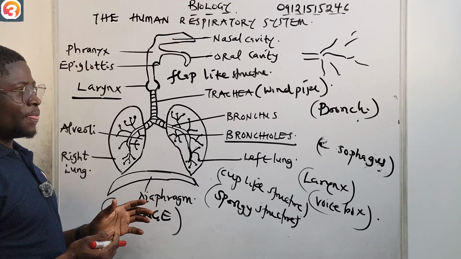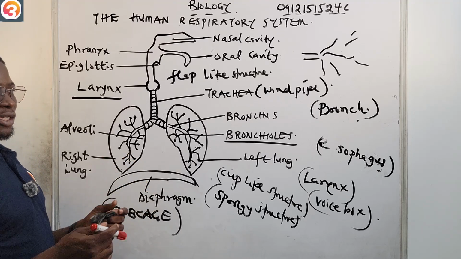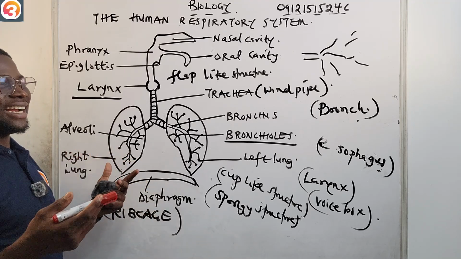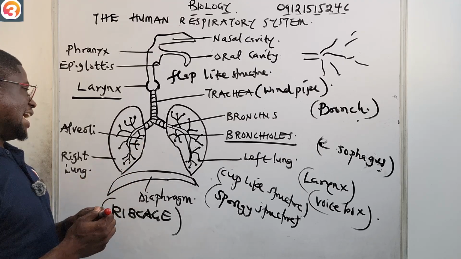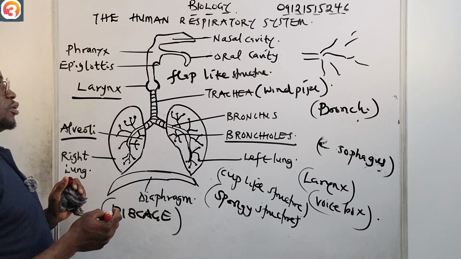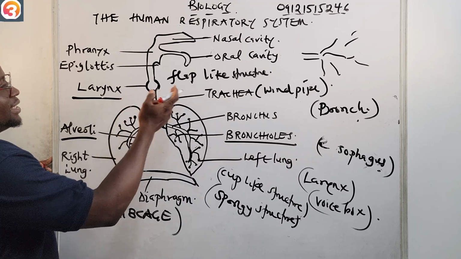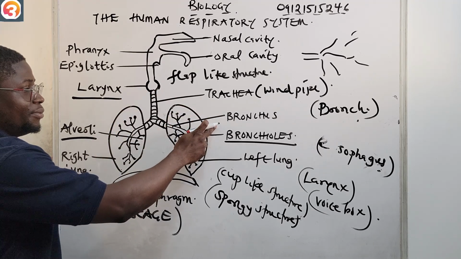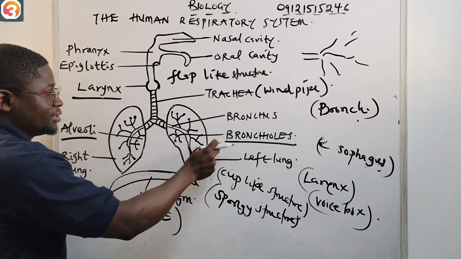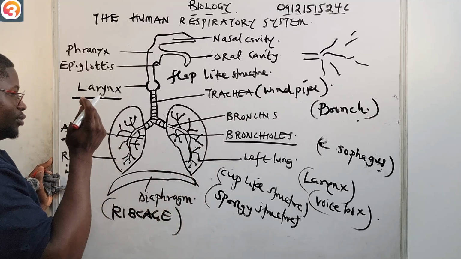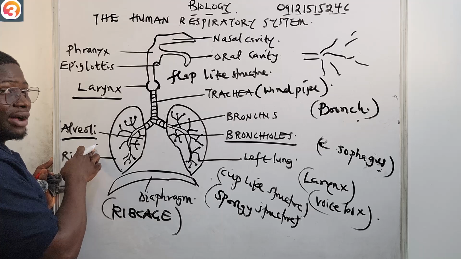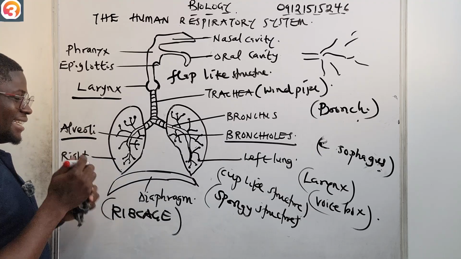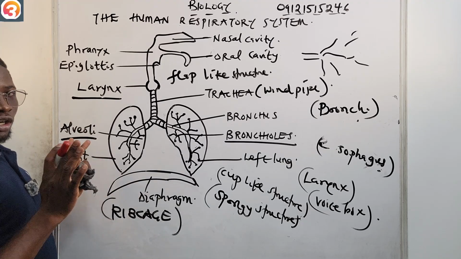So from there, the air now gets to the sac-like or balloon-like structures, called the alveoli, like this here. So from the larynx, it gets to the trachea, to the bronchus or bronchi, then to the bronchioles, then to, of course, our lungs. Inside the lungs, we have our alveoli. Our alveoli is the final destination of the air.